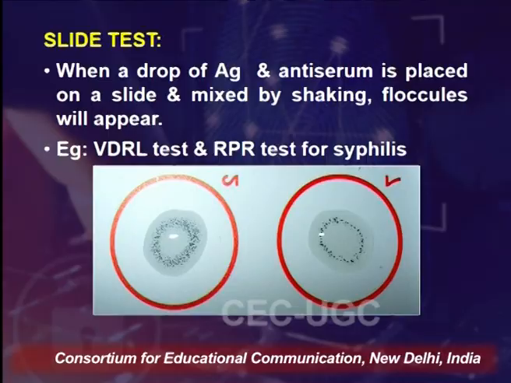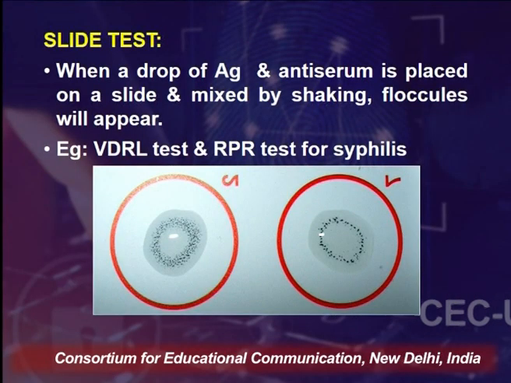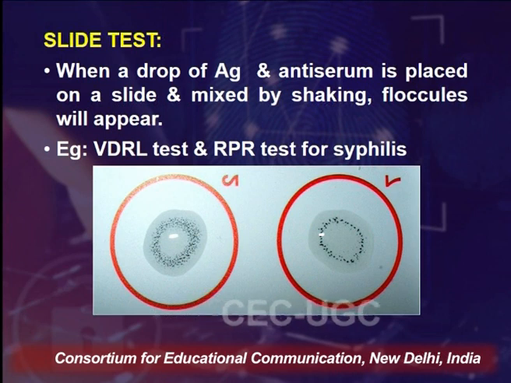So, we have learnt about the ring test in our previous lectures. We are going to start with the slide test. As the name suggests, the slide test can be performed on a slide. A drop of antigen and antisera is placed on a slide and we mix them by shaking the slide. If flocculation is present on the slide, then it confirms that the antigen and antisera, or antibodies, are of the same species. For example, we can perform the VDRL test and RPR test for syphilis using this.